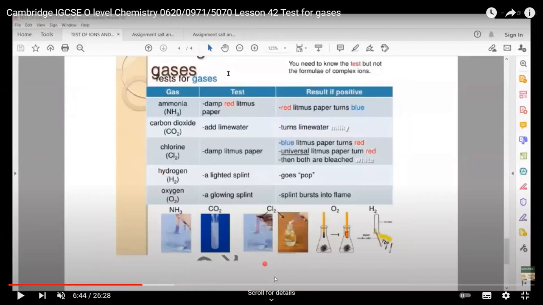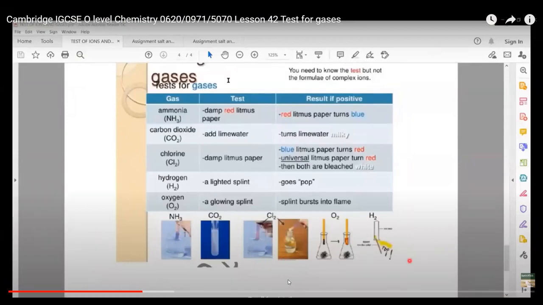Is this part clear? The test for the gases.